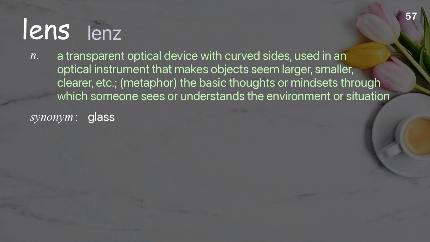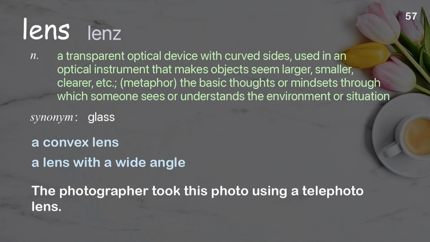Lens. A transparent optical device with curved sides, used in an optical instrument that makes objects seem larger, smaller, clearer, etc. Metaphor: the basic thoughts or mindsets through which someone sees or understands the environment or situation. Examples: A convex lens. A lens with a wide angle. The photographer took this photo using a telephoto lens.